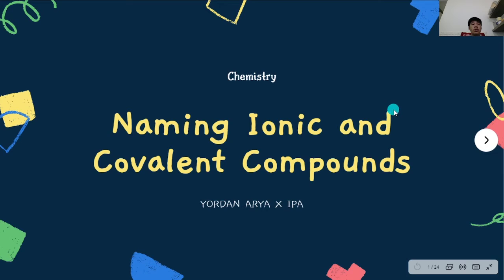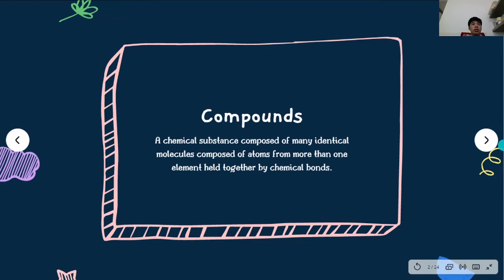Today we are going to discuss the introduction of naming ionic and covalent compounds. Before that, what is a compound? A compound is a chemical substance composed of many identical molecules composed of atoms from more than one element held together by a chemical bond. In other words, a compound is a substance composed of two different elements.